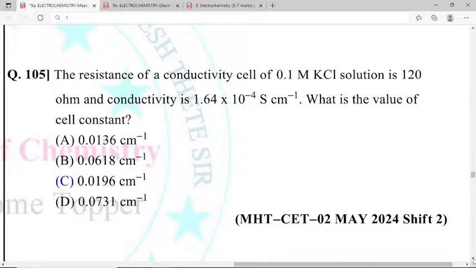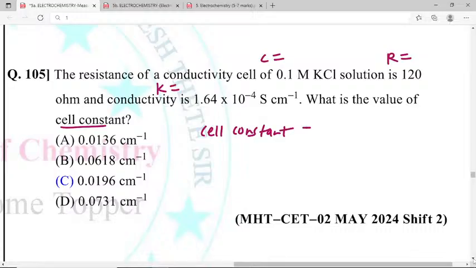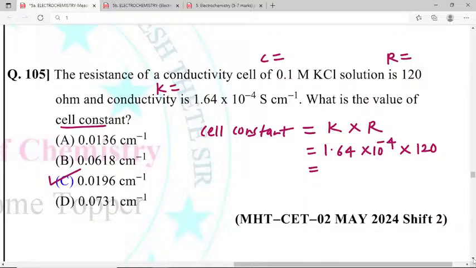The resistance of a conductivity cell of concentration 0.1 molar is given. Resistance is also given, 120 ohm. Conductivity K is also given. What is the value of the cell constant? Cell constant is equal to conductivity into resistance. What is the conductivity? 1.64 into 10 to the power minus 4, resistance 120. We will get the answer 0.0196.